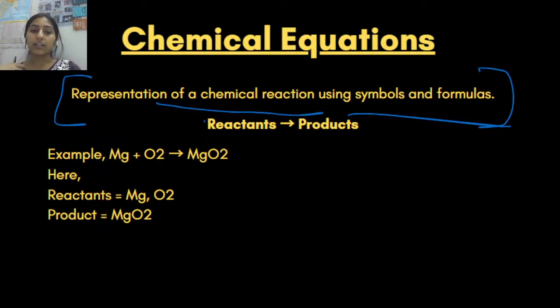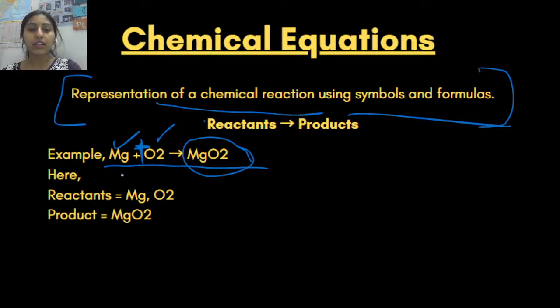Suppose I would say that magnesium is reacting with oxygen, and further it is leading to the formation of magnesium oxide. So that would be a different thing. Instead, if I use symbols, I have used Mg getting reacted with, indicated by the plus sign, oxygen, which is O2, and it is resulting in the formation of magnesium oxide, that is MgO2. So chemical equations make the representation of a chemical reaction very easy and convenient.